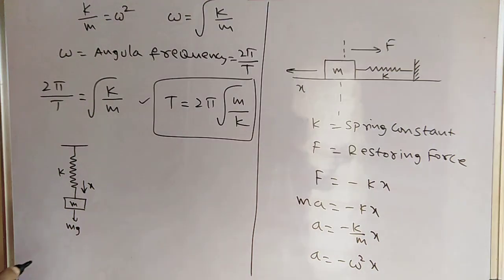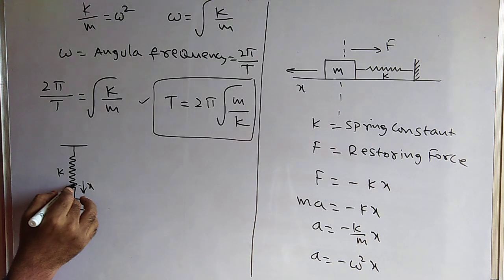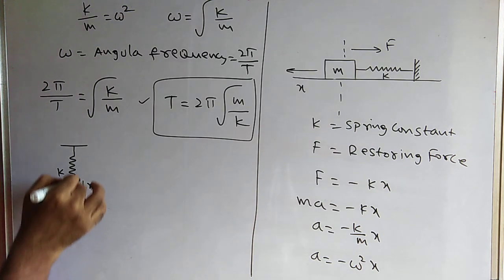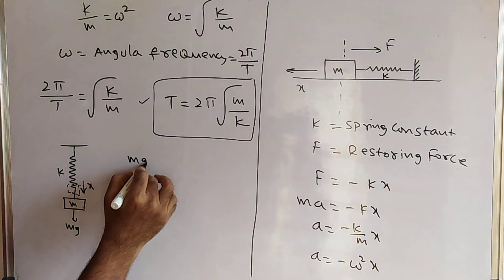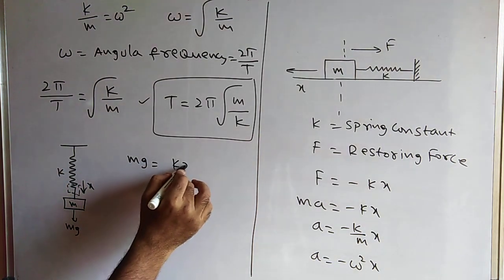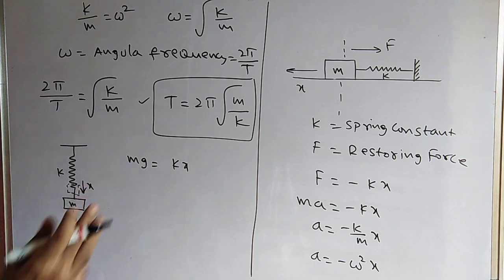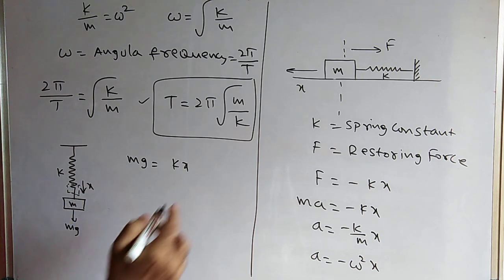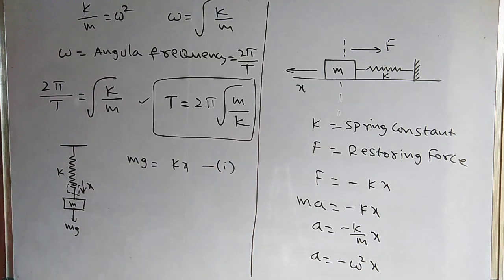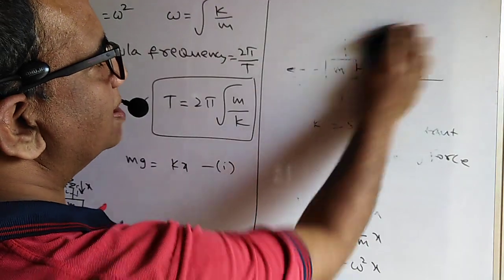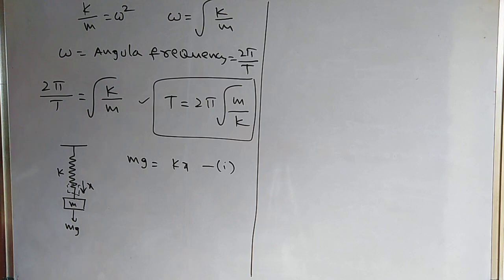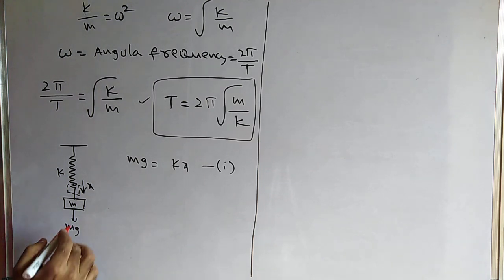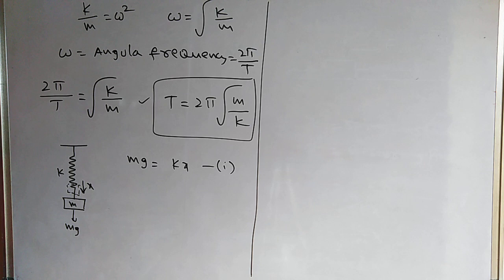Let us say the mass is now extended by x. Here you can write mg equals kx, so the weight is equal to kx. Let us say this is equation number 1. Now observe, let us say you expand this one a little bit further. Let us say the same spring, now you expand it. Let me draw another diagram, that will be easy.